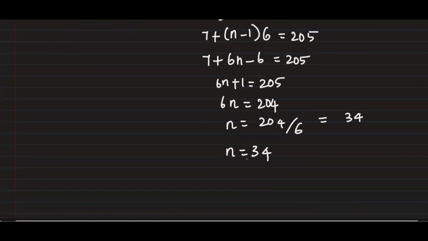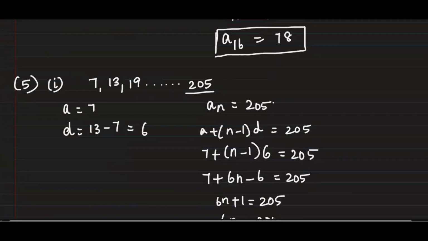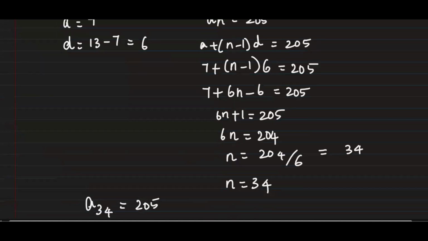That is 205. That is A34 is equal to 205. The value in my 34th term is 205. But then 205 is the last term if you notice. So this is a finite series, okay? This is the last term, which means this whole series will have 34 terms.